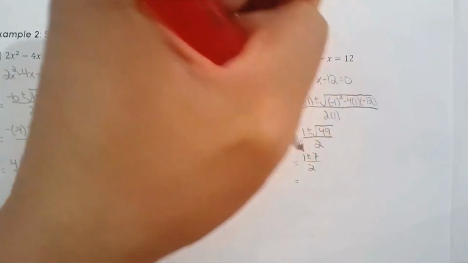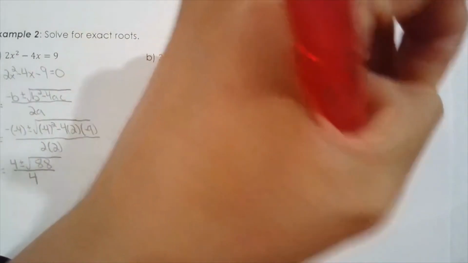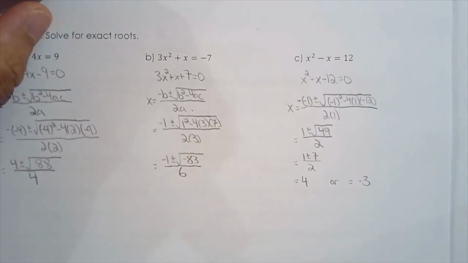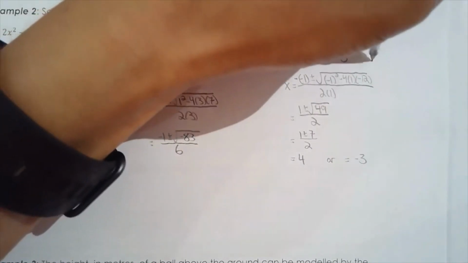So 1 plus 7 over 2 and 1 minus 7 over 2. So 1 plus 7 is 8. 8 over 2 is, of course, 4. Or 1 minus 7 is negative 6. Negative 6 over 2 is negative 3. Well, that was silly. Why would I use a quadratic formula? So I'll do a side by side.